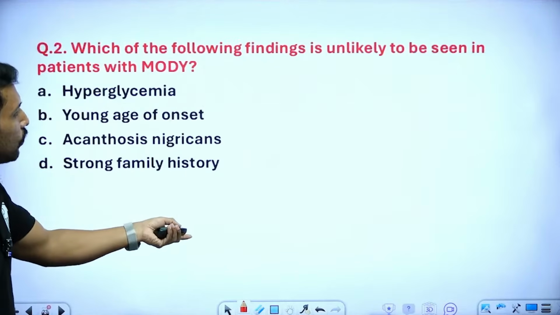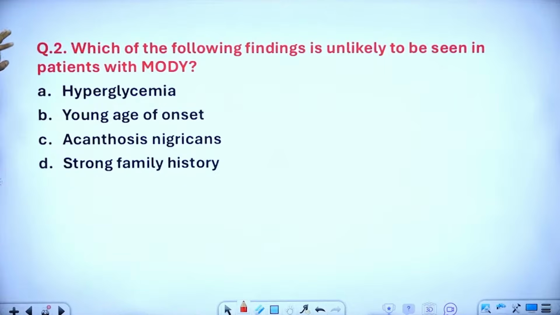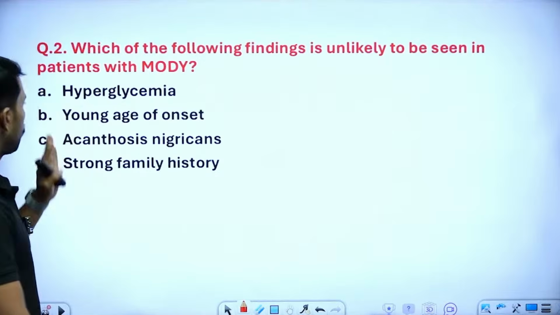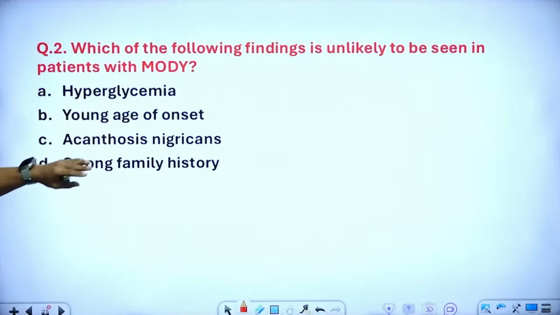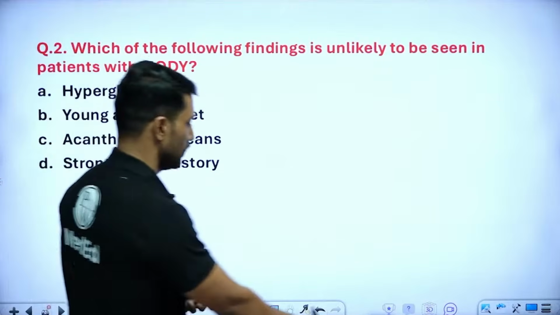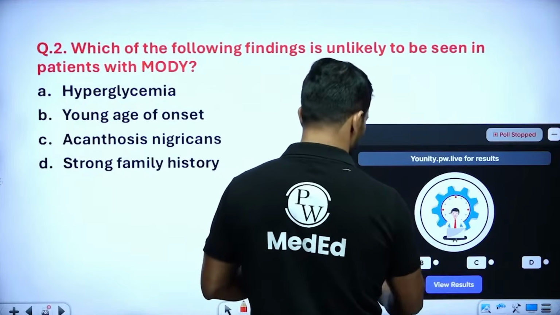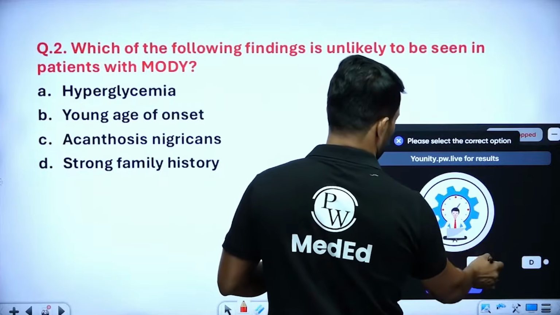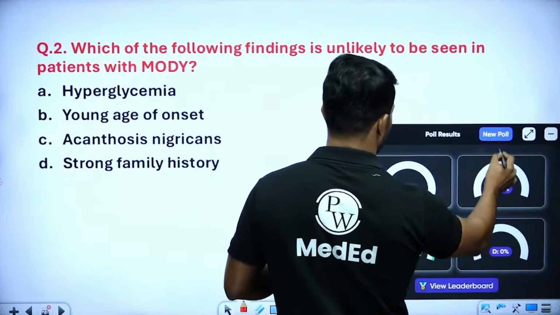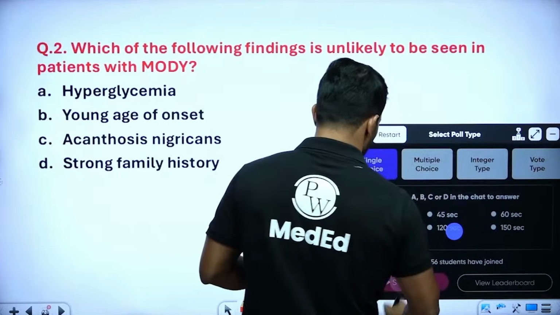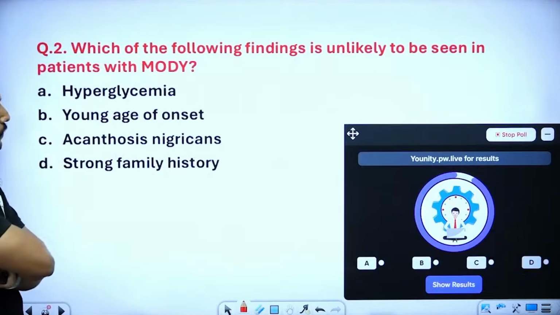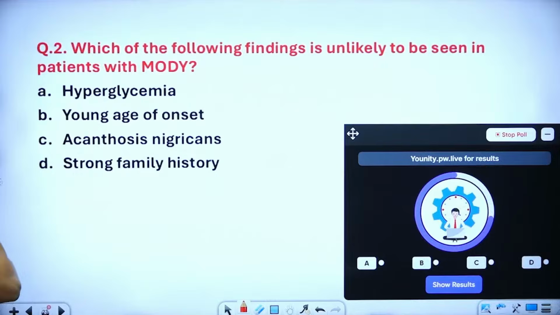Okay, I'll go through one more question before we wind up for today. Which of the following findings is unlikely to be seen in patients with MODY? So there are 4 options: hyperglycemia, young age of onset, acanthosis nigricans, and strong family history. Hopefully this poll we should be able to run. So let's run a quick poll on this question as well. Let's see how many of you can give the right answer.